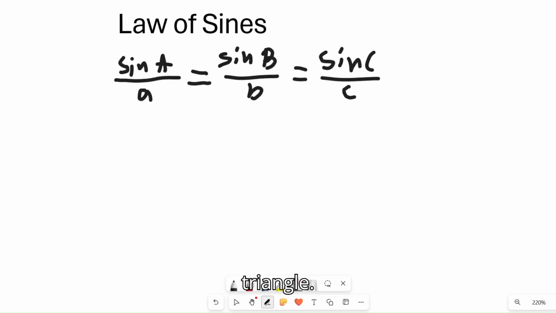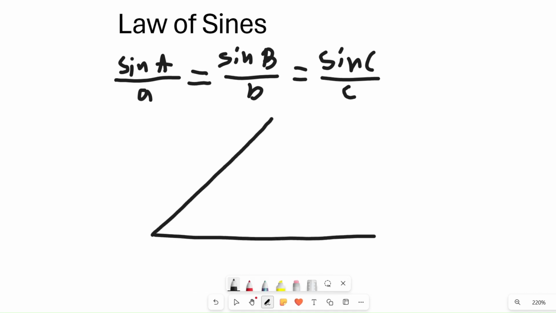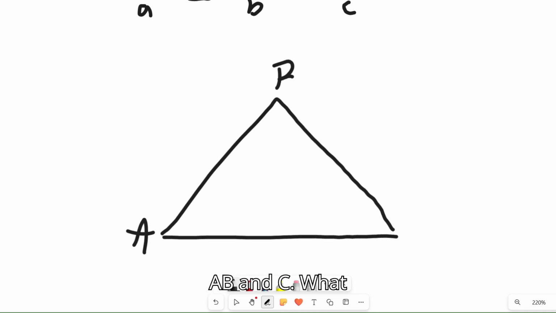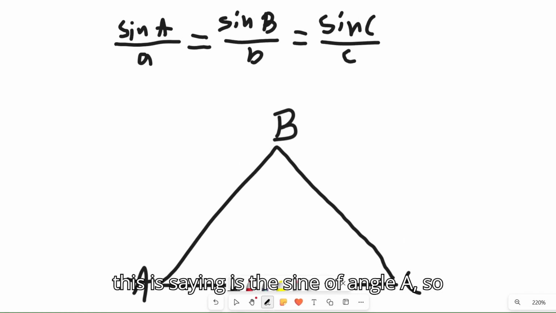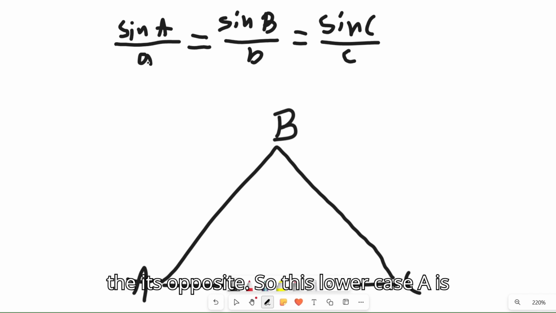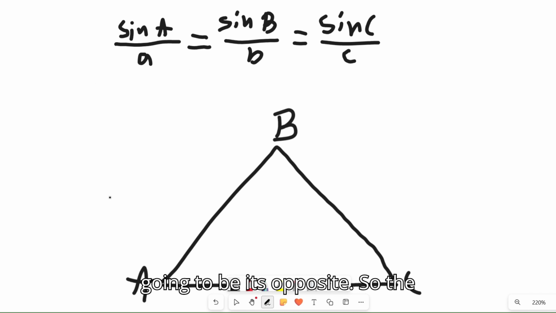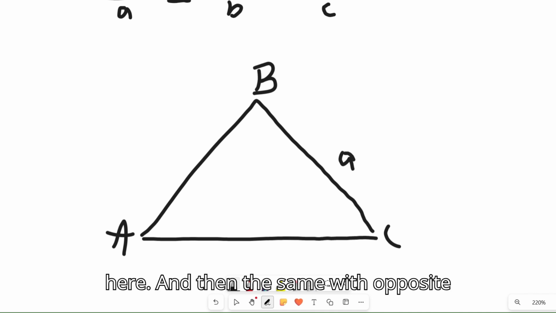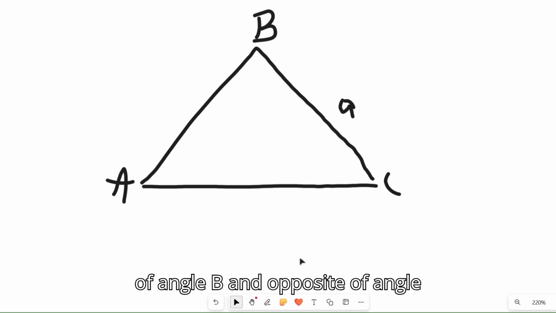So let's draw this out in a triangle. We'll make it like this, and label the angles A, B, and C. What this is saying is the sine of angle A, over its opposite. So this lowercase a is going to be its opposite, the side right here. And then the same with the opposite of angle B and the opposite of angle C.